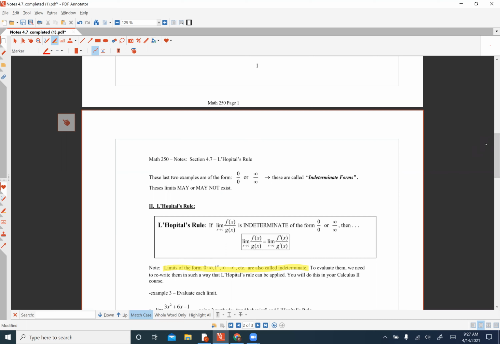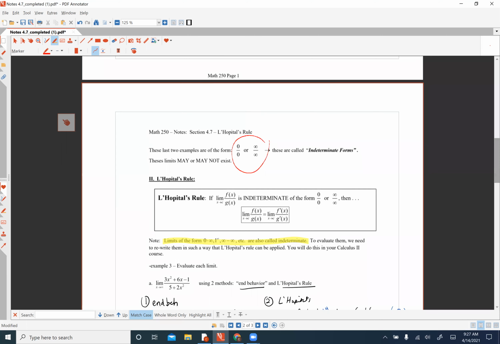Okay, so we want to consider limits in the form 0 over 0 or infinity over infinity. These are called indeterminate forms. We're not going to prove the theorem, as it's really not that easy to prove. So we're going to use this rule. First I have to state the conditions of the theorem.